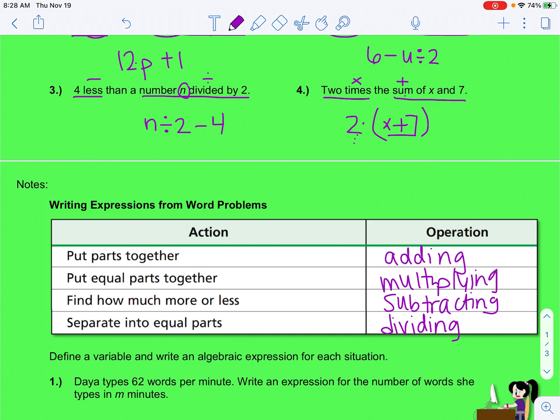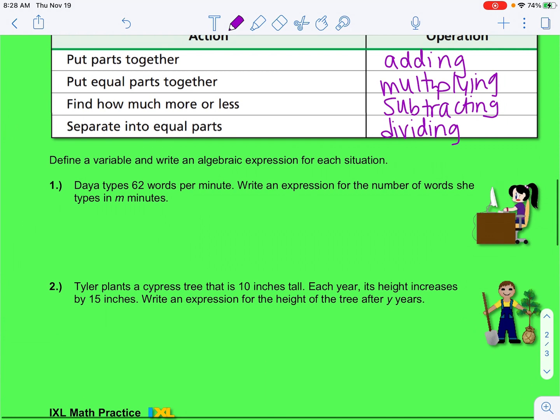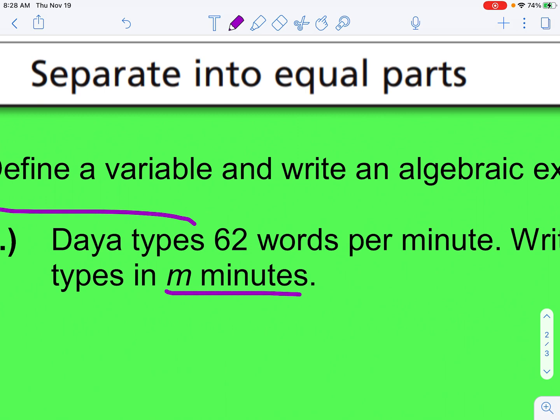Alright, so with that, let's look at our last 2 problems. Number 1, Dea types 62 words per minute. We need to write an expression for the number of words she types in m minutes. So the first thing we need to do is define a variable. A variable is just a letter that stands for a number. So I think we should do m minutes. So our variable is m, and that stands for minutes.